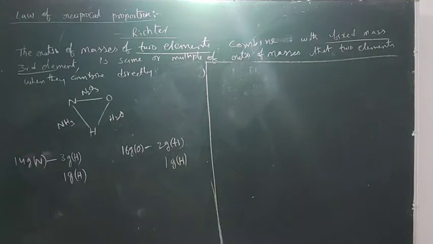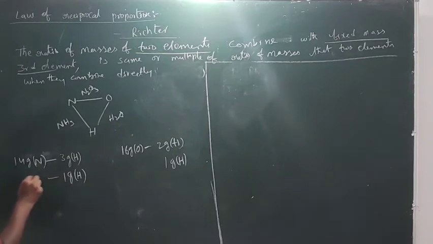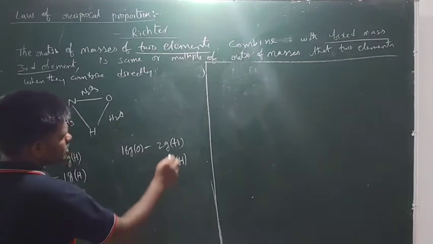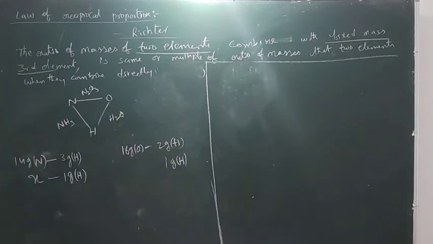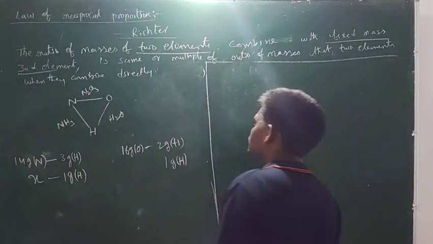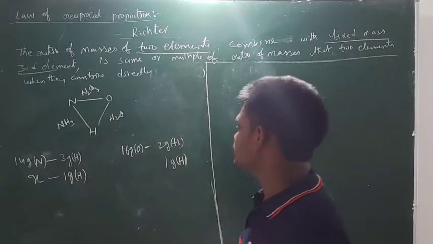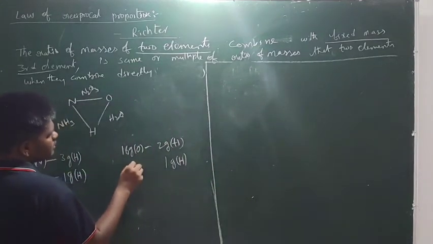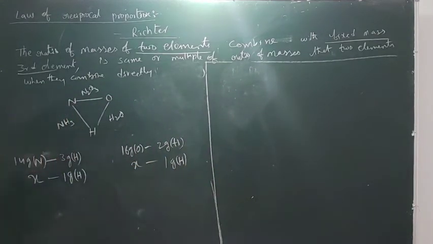So guys, if 3 grams of the hydrogen combines with 14 grams of nitrogen to give NH3, then 1 gram of hydrogen should combine with how much of the nitrogen? We don't know, let me take it as X. Right guys, here also the same thing: 2 grams of the hydrogen combines with 16 grams of the oxygen to give water. Then 1 gram of hydrogen combines with how much amount of the oxygen? We don't know that, so that will be X.